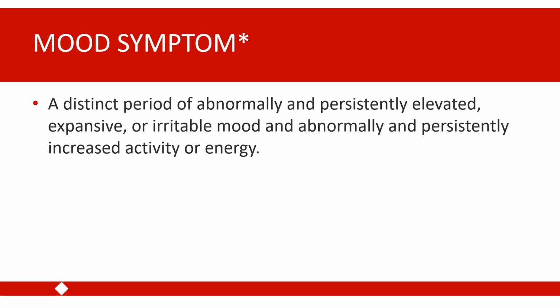The key symptom for both manic and hypomanic episodes is that the mood symptom must be present. The mood state that characterizes manic or hypomanic episodes is a distinct period of abnormally and persistently elevated, expansive, or irritable mood, accompanied by abnormally and persistently increased activity or energy. Remember that mood states exist on a spectrum. Elevated mood states are normal, and so are depressed mood states. But when we see a very highly elevated mood state, meaning it's extremely high relative to a euthymic mood state, and when that abnormally high mood state persists over a period of time, that is characteristic of mania or hypomania.